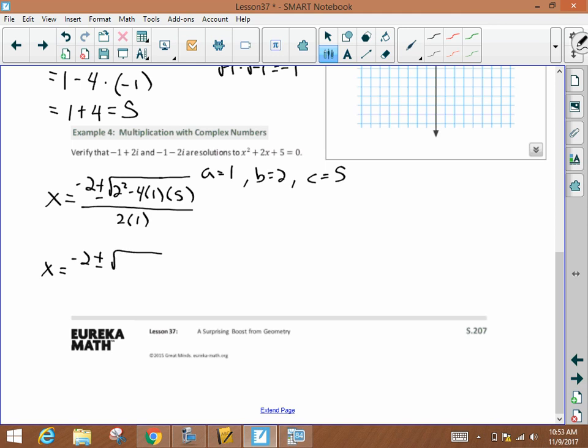So this right here is going to be 4 minus 20 over 2. So we get that x is going to be equal to negative 2 plus or minus the square root of negative 16, all over 2. Still got quite a bit of simplification that we can do, don't we?